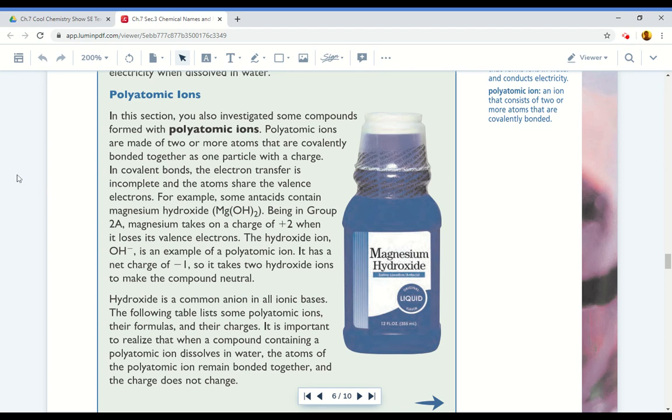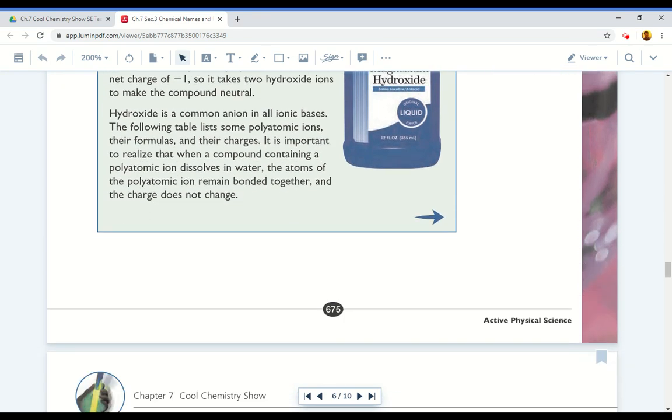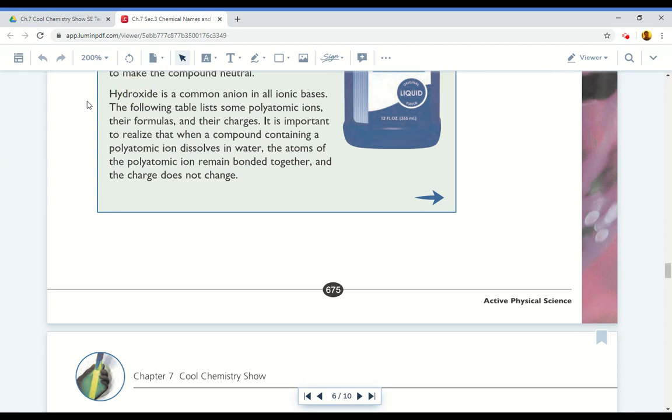Being in group 2A, magnesium takes on a charge of positive 2 when it loses its valence electrons. The hydroxide ion, OH-, is an example of a polyatomic ion. It has a net charge of -1, so it takes 2 hydroxide ions to make the compound neutral. Hydroxide is a common anion in all ionic bases. The following table lists some.